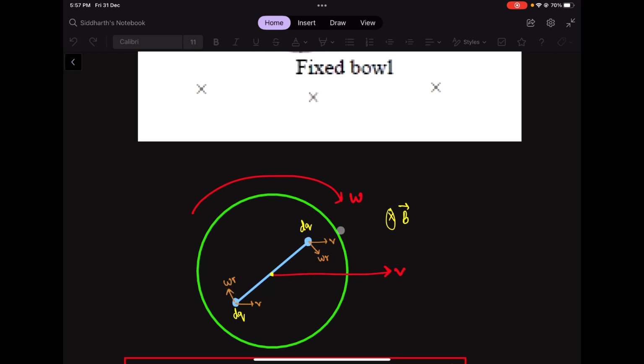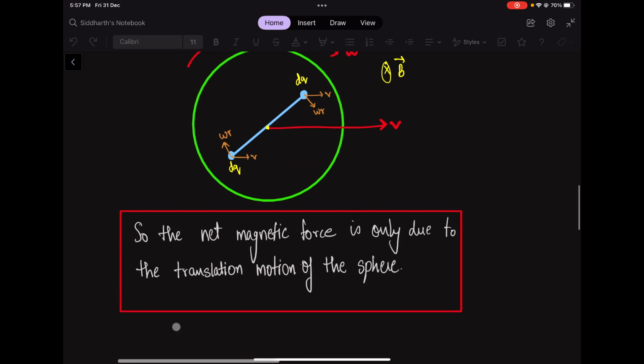If we try and find the magnetic force direction on each dq, we will see that the force component due to just the velocity v of both the dq's will be in the same direction and will add up, but the magnetic force component due to omega r of both the dq's will be in opposite direction and will cancel out. So the net force can be said to be just due to the translational velocity of the sphere. So this is the point.